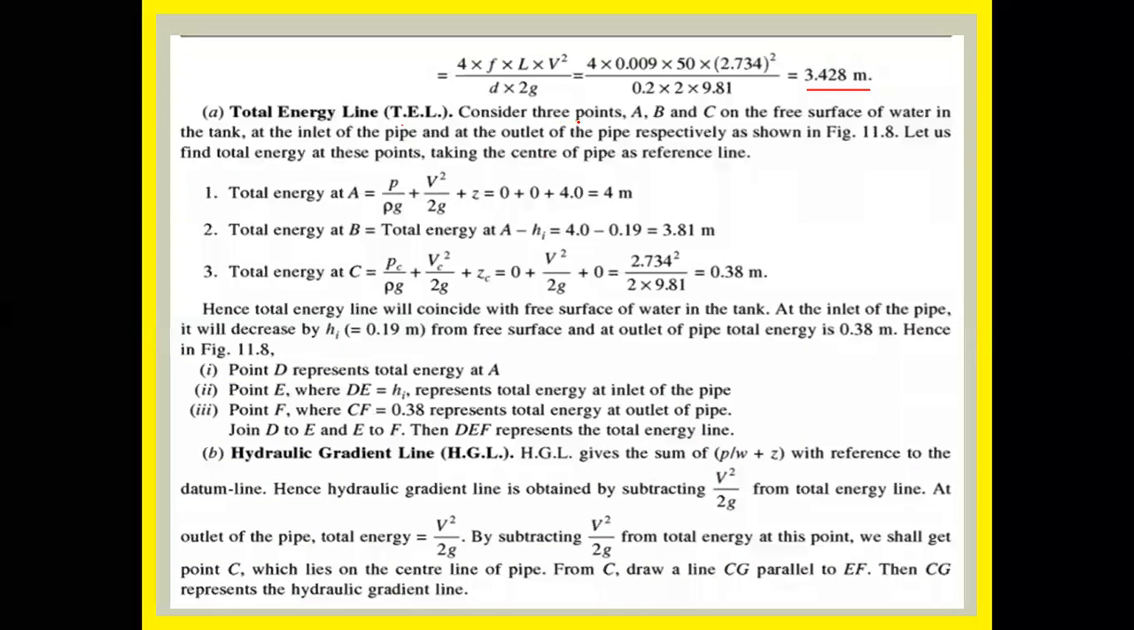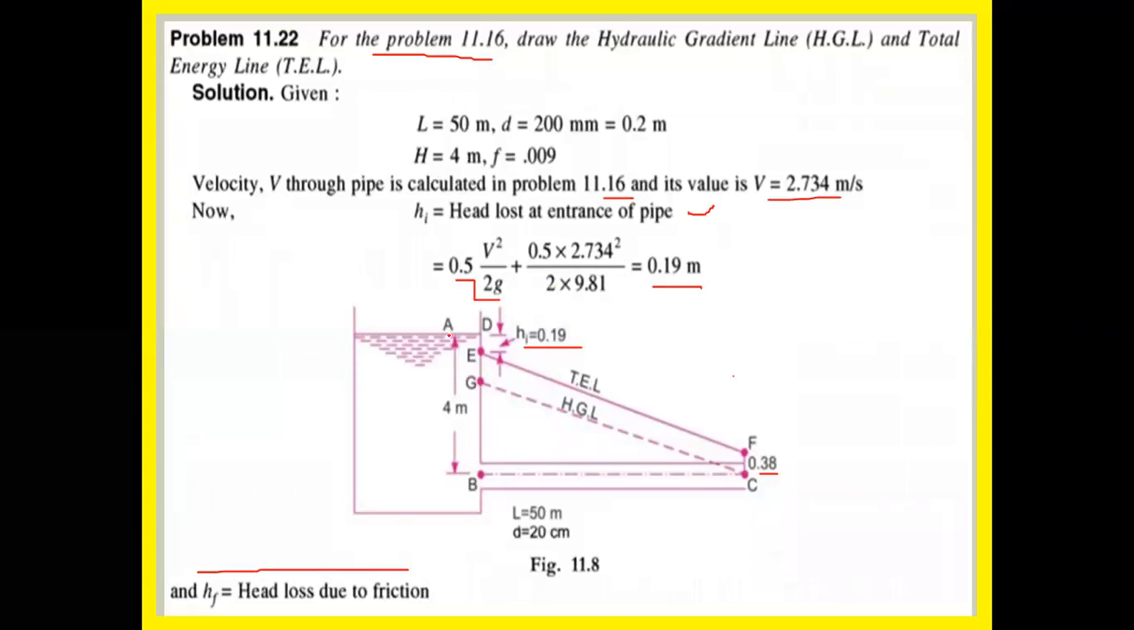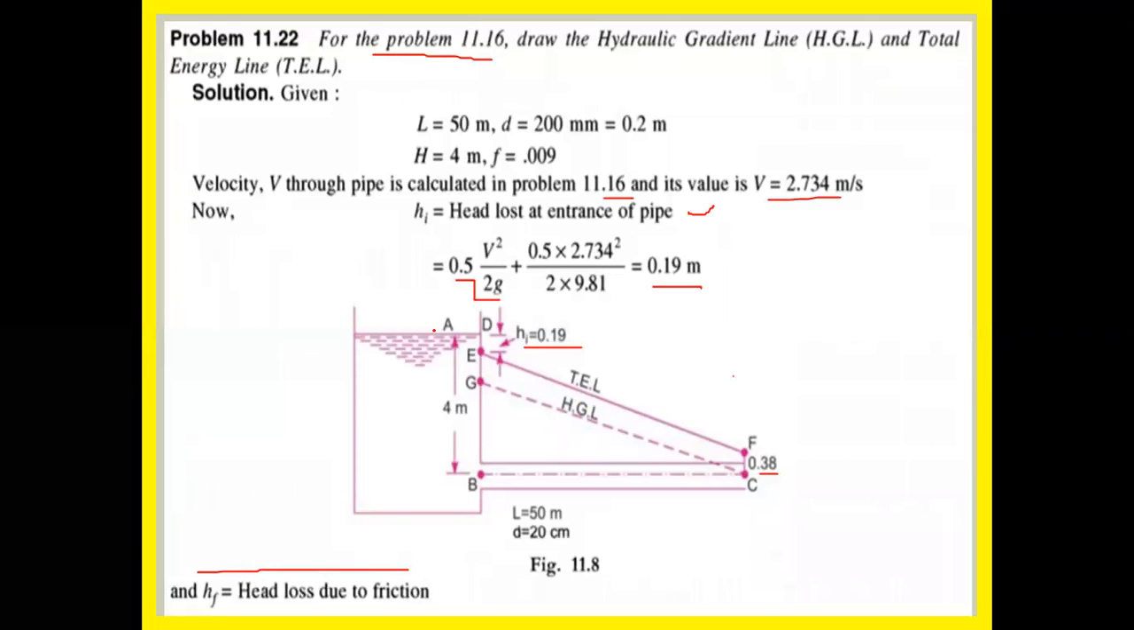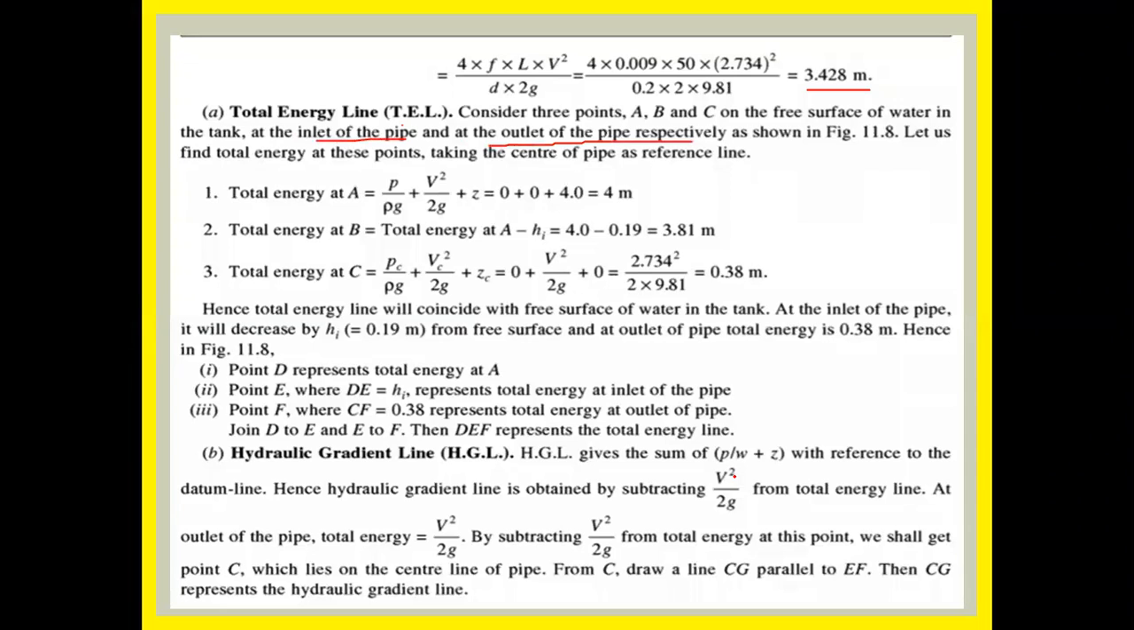Total energy line: consider 3 points A, B, C on the free surface of the water in the tank, at the inlet of the pipe and at the outlet of the pipe as shown in the figure. From this figure, A, B, and C. Let us find the total energy of these points taking the center of the pipe as reference.